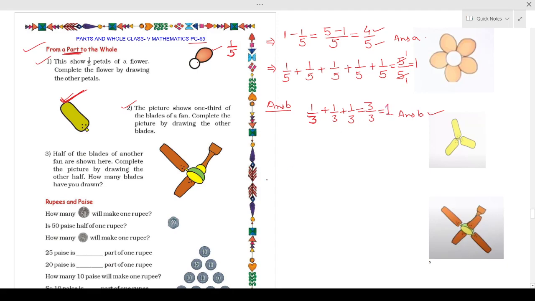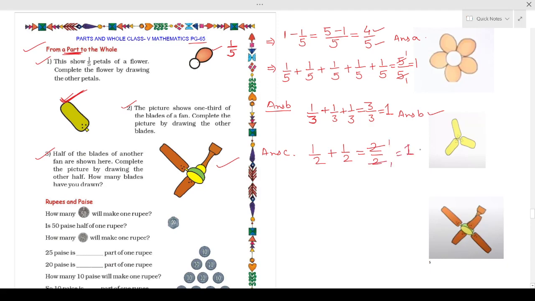Okay, now moving to the C part, this one, question number 3rd. Half of the blades of another fan are shown here. Complete the picture by drawing the other half. So children, here you can see half of the blades of another fan are shown over here, and we have to complete the picture. And you all know half means what? Half means 1 by 2. Okay, now children, half blades you can see here, and we have to draw the other half. So what will we do children? We will add again 1 by 2, and when you add 1 by 2 and 1 by 2, again you are getting 1 whole.